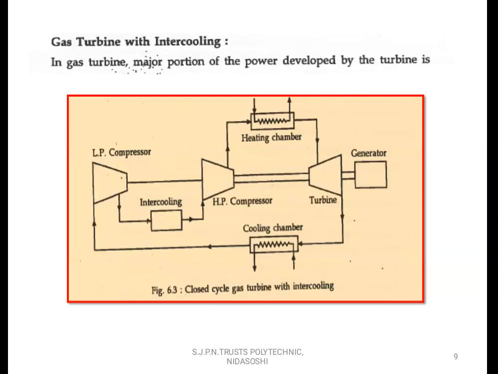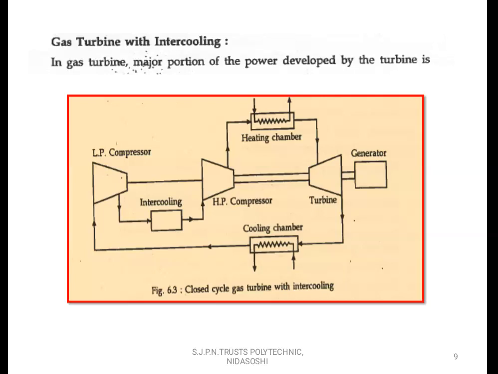Next, one more question is to explain the closed cycle gas turbine with intercooling. We already studied the closed cycle gas turbine. Here, how are we applying the intercooling process in the gas turbine? If you see the schematic diagram, the first is a low pressure compressor and then a high pressure compressor. In between the two compressors, one intercooler is used.